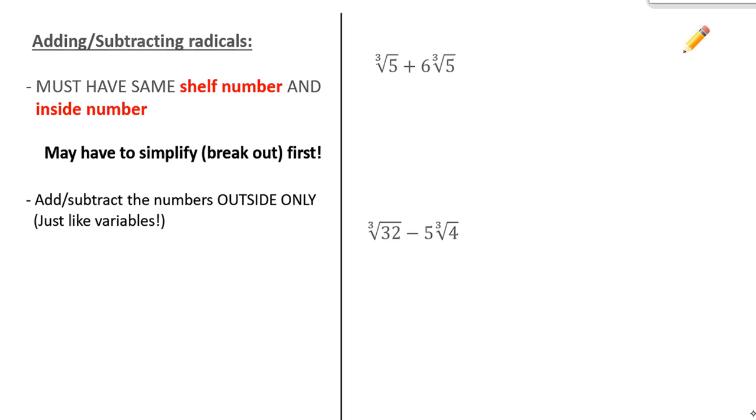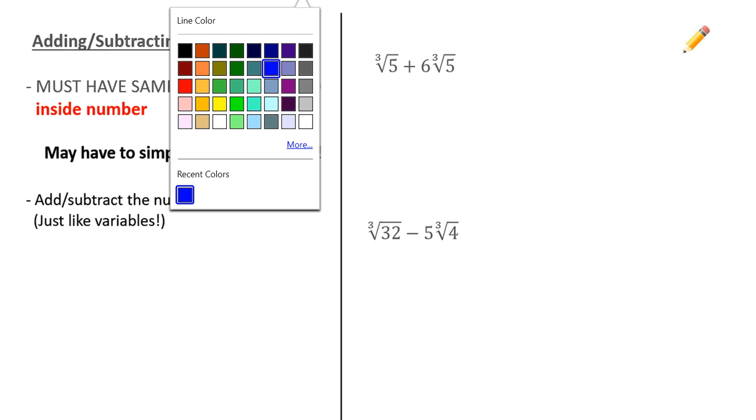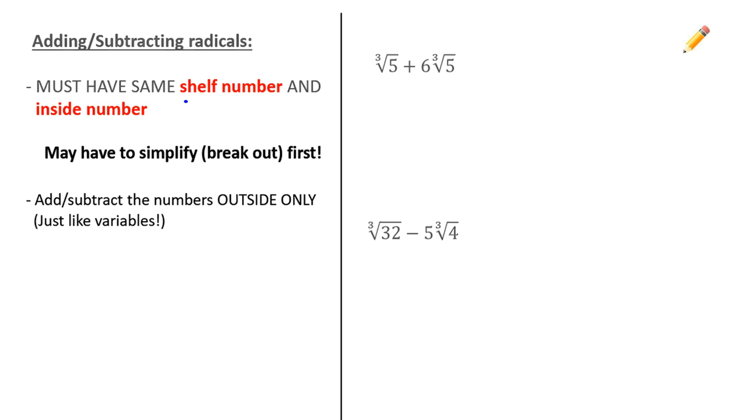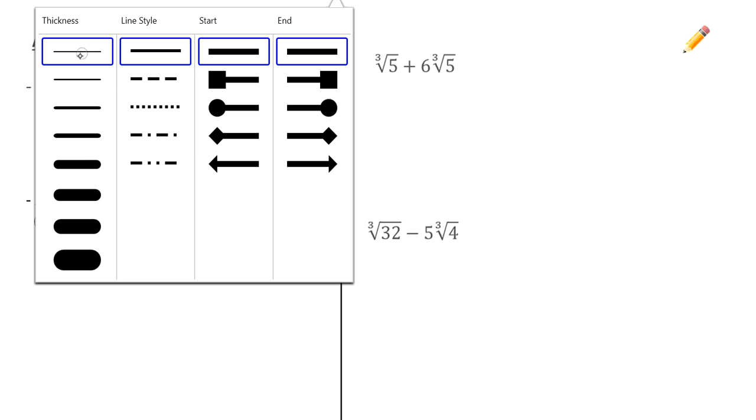This video is on adding and subtracting radicals. There's one main requirement for adding and subtracting radicals, and that is that the number on the shelf, the index it's called, and the stuff inside have to match.